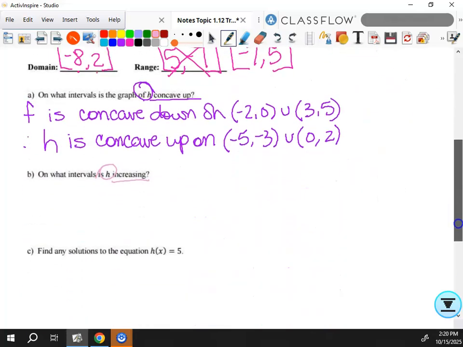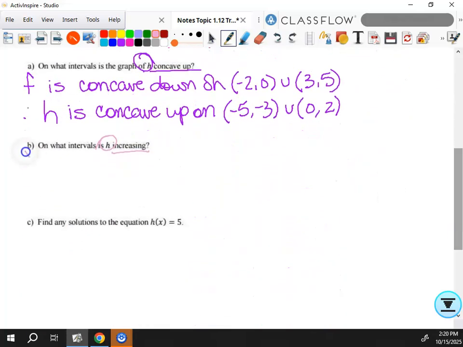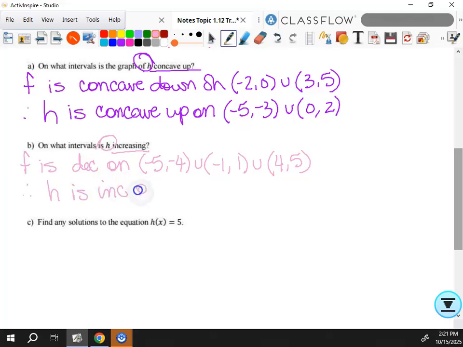So then I'm going to say that F is decreasing on -5 to -4, -1 to 1, and 4 to 5. Therefore, H is increasing on, and what do I do with all of those values?